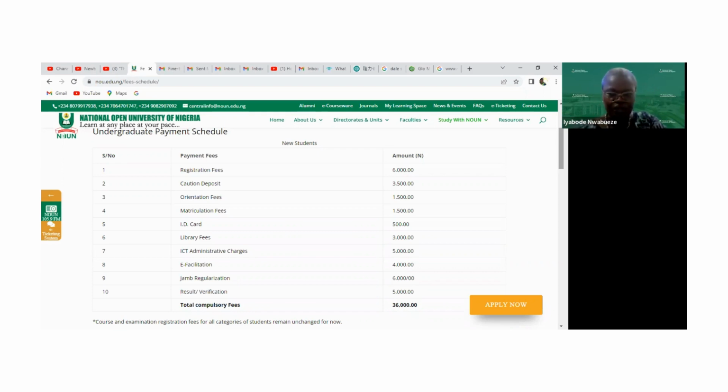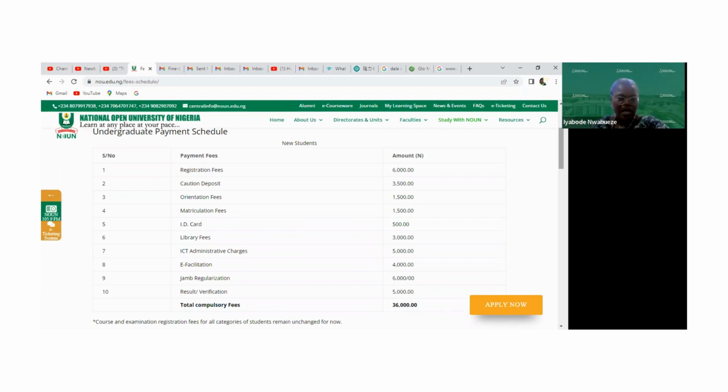Then we have the library fee, 3,000 naira. We have the ICT administrative charges, which is 5,000 naira. The e-facilitation, 4,000. And I just wonder how the government thinks that will be enough, how the university will be able to cover the facilitation costs with this, I don't know. But anyway, that's the price.